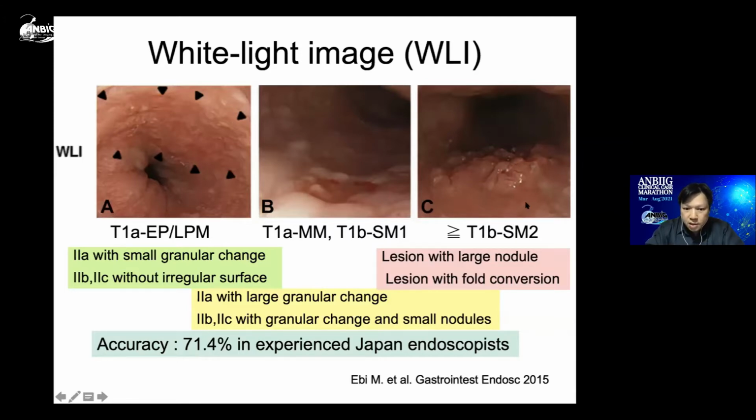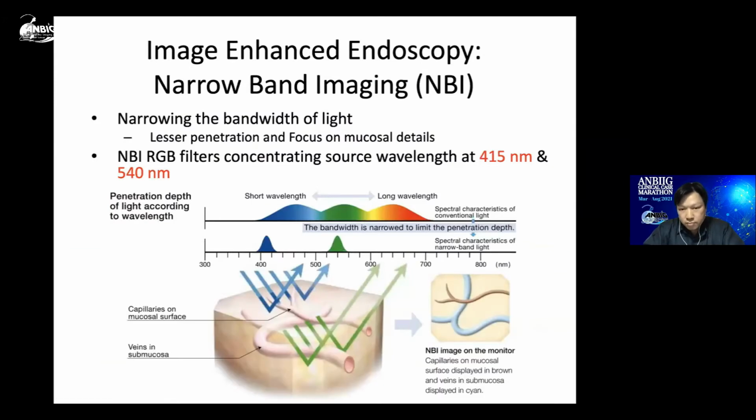But the accuracy of the white light image is not so good, only 70% even in experienced Japanese endoscopists. So for the beginner, the accuracy will be low using white light image only. That's why image-enhanced endoscopy, especially ANBIIG, was developed using a narrow bandwidth of light. We can enhance our detection.